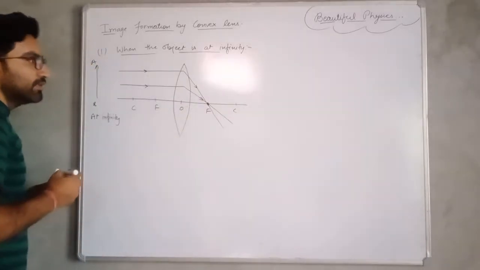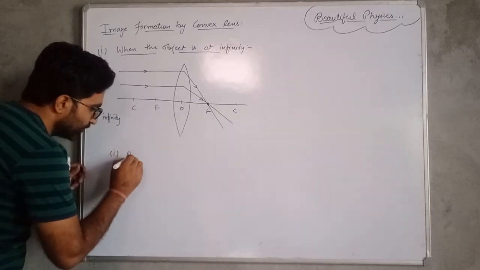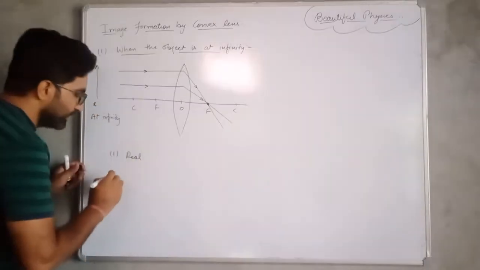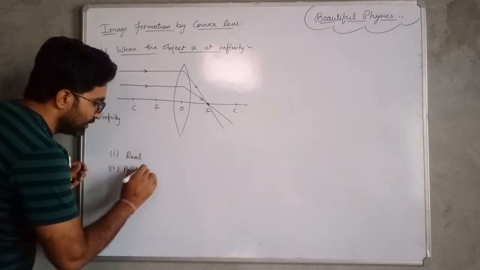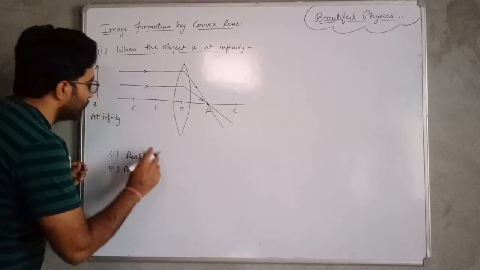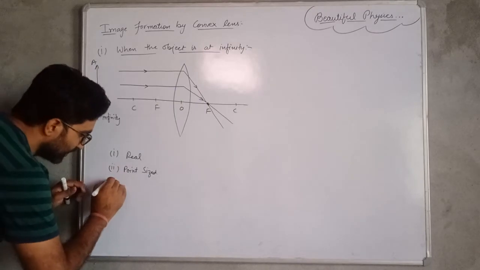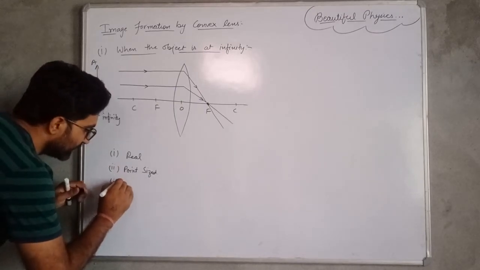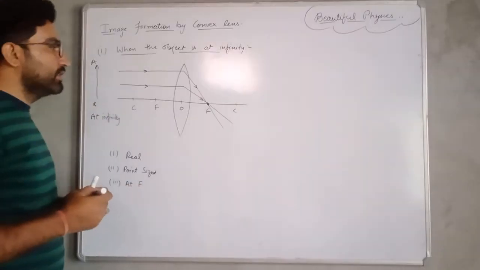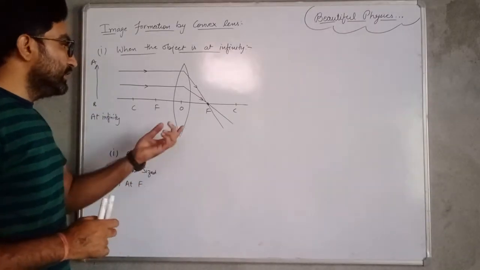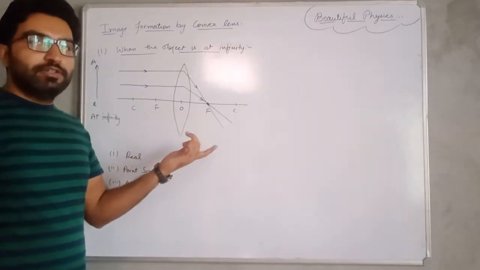From this diagram we can observe that the image formed is real, and another one, it is point sized. Point sized means that, as compared to the object, the size of the image is very small. And the next one is that the image formed is at the focus, we can write at F. And we have to find one more property, whether the image formed is inverted or erect.